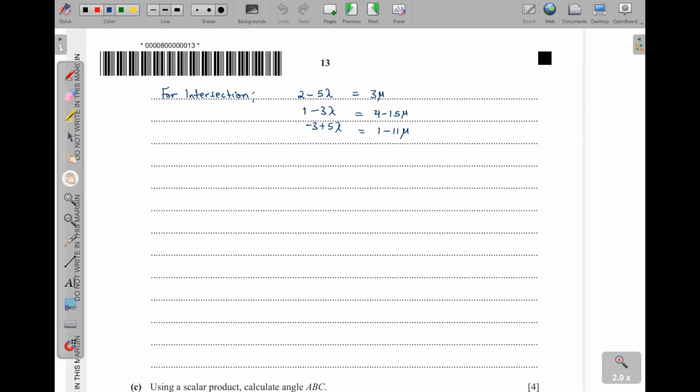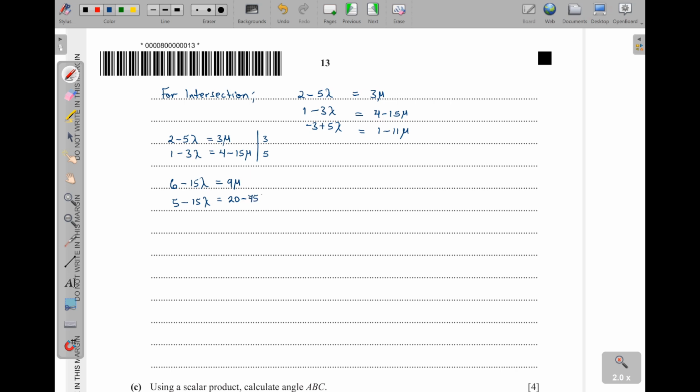So that is that. Then I can get just 2 equations, and then I solve them simultaneously. So if I get the first one here, which is equal to 3 mu, and then the second one, 1 minus 3 lambda, which is equal to 4 minus 15 mu, I can eliminate lambda. So I multiply here by 3 and then here by 5. Then we can get 6 minus 15 lambda, which is equal to 9 mu. And then 5 minus 15 lambda, which is equal to 20, then minus 75.